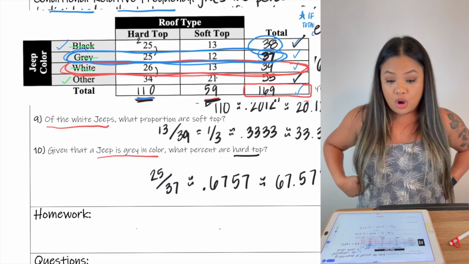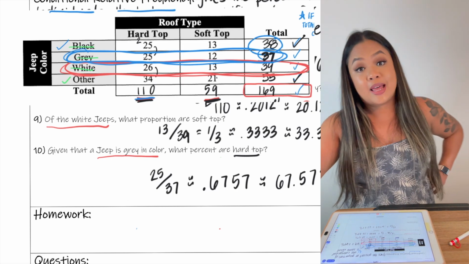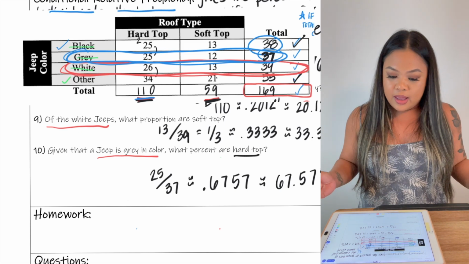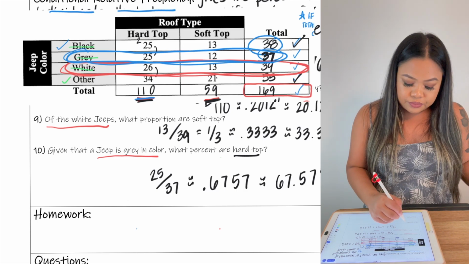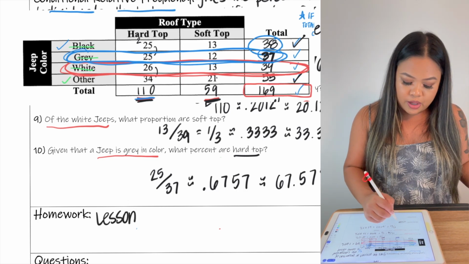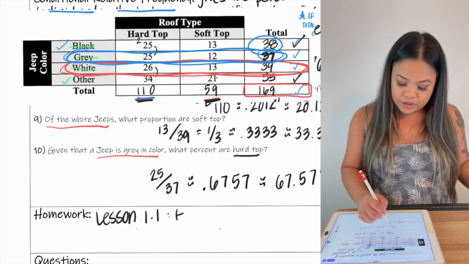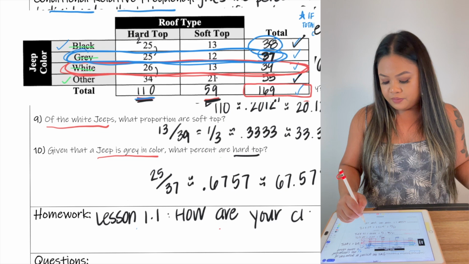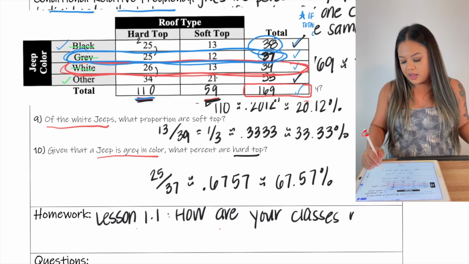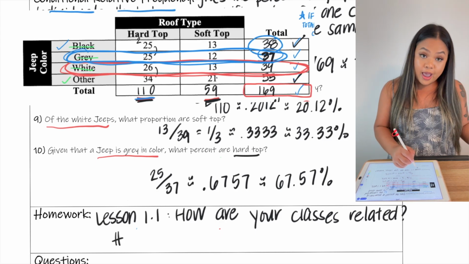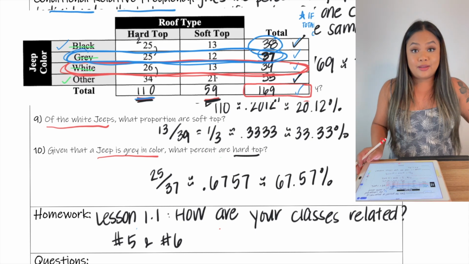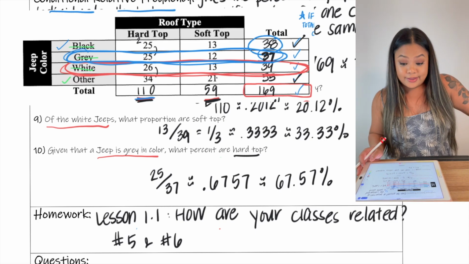Let me assign your homework, which is going to be from the same worksheet that we went over for number 4 in the very beginning of this video. It's going to be lesson 1.1, same one. How are your classes related? And you're going to do number 5 and you're going to do number 6. Okay, I'm going to go over that in lesson 4 for the next video.